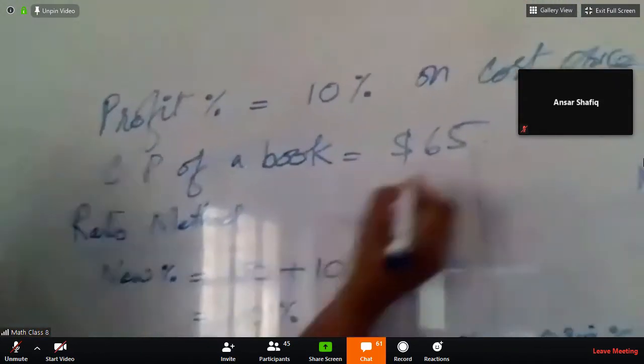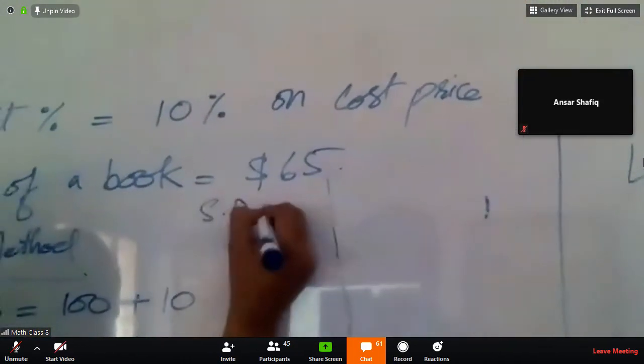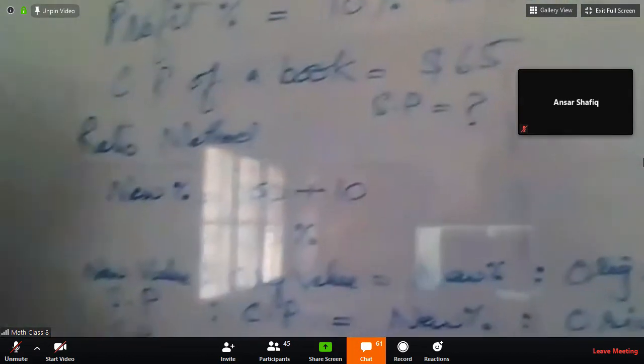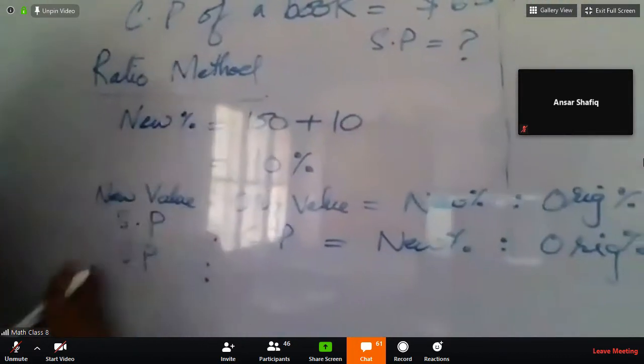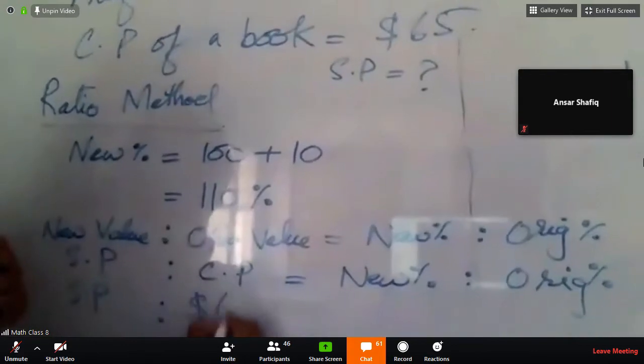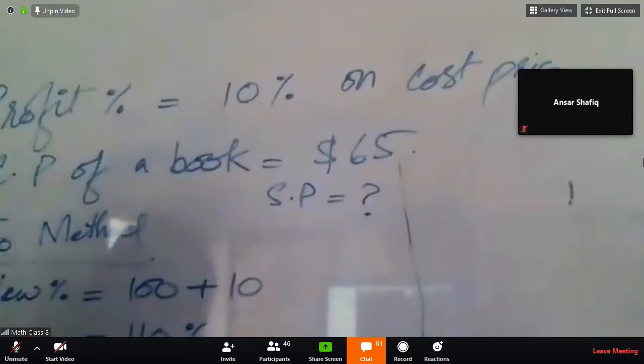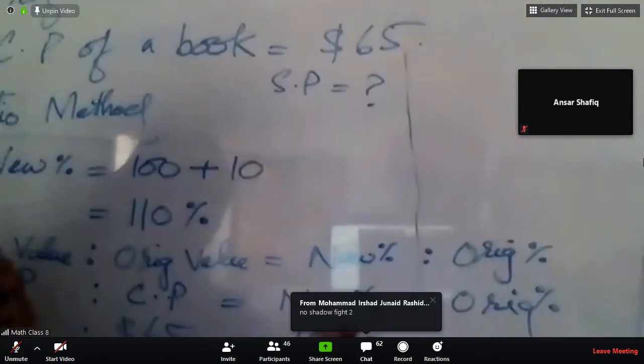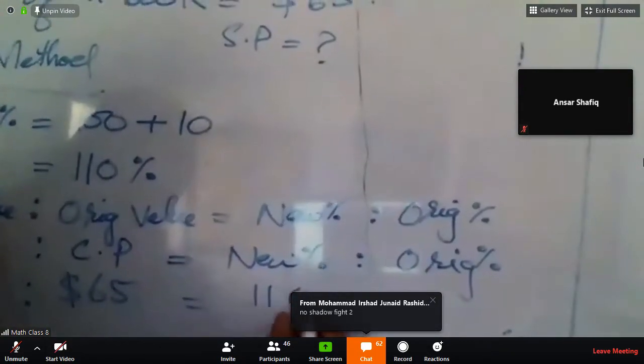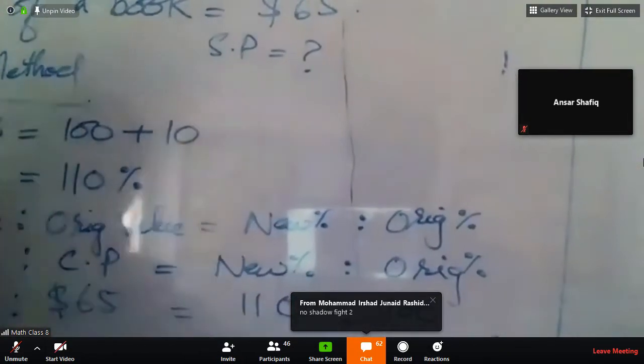Now, you need to find out the selling price. Here, we need to find out the sale price. Cost price is given, $65. The new percentage is 110, and the original percentage is 100.